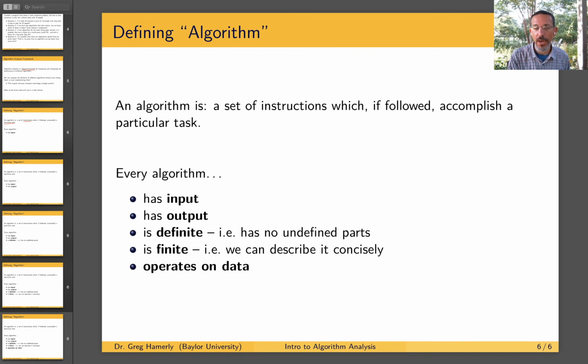And it operates on data. Now, this last step, along with the input and output, might seem obvious, but these are the components that make up the formal definition of an algorithm. Come back and we'll start talking about the formal framework that we'll use to actually do the analysis of these algorithms.